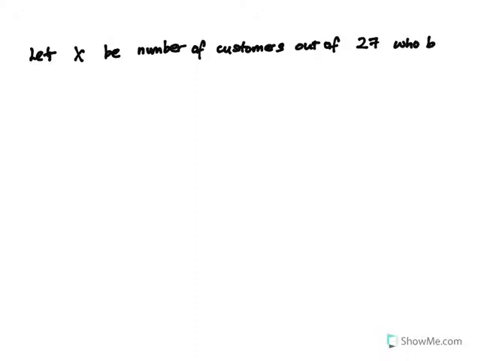Let X be the number of customers out of 27 who buy a burger. There are two outcomes, either you buy or don't buy. What is n? n will be 27. X will take on the binomial distribution with n equal to 27, and the probability of buying a burger is 0.63.